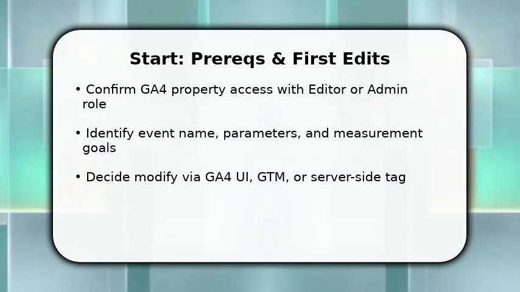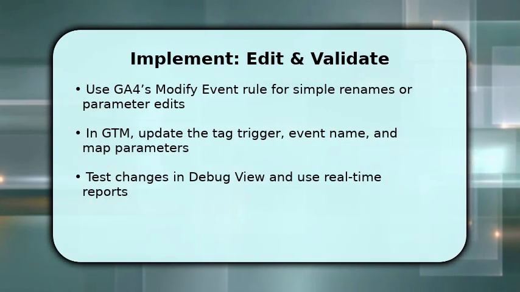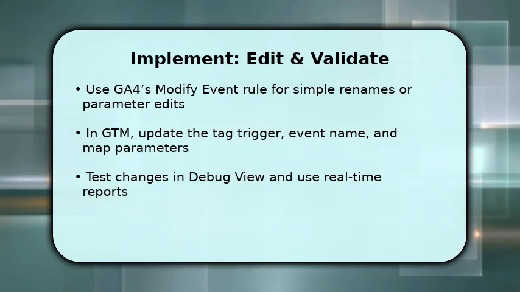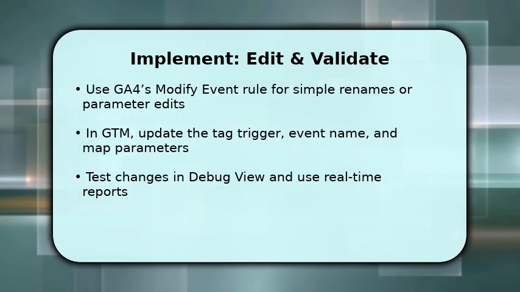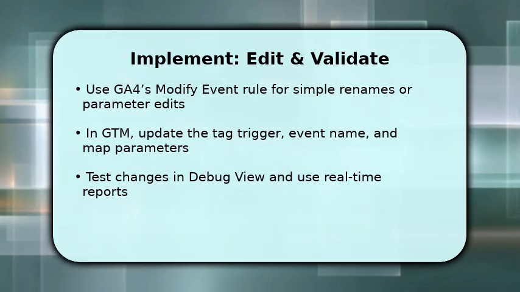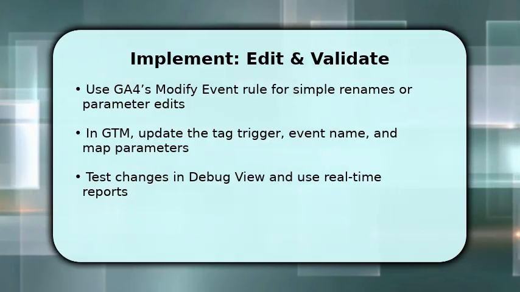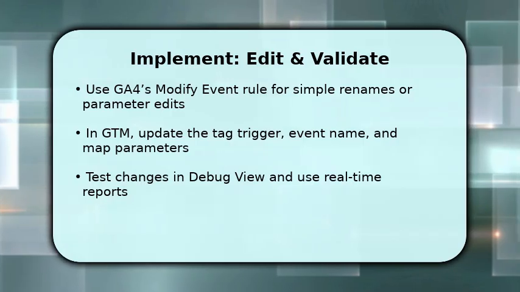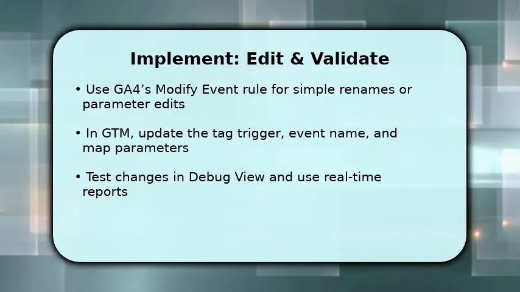Now implement the change. If you use GA4 Modify Event, create a rule specifying matching conditions and the parameter edits, then save. If you use GTM, update the tag configuration, adjust variables and data layer pushes, and publish a version container. For server-side, modify the mapping script and redeploy.